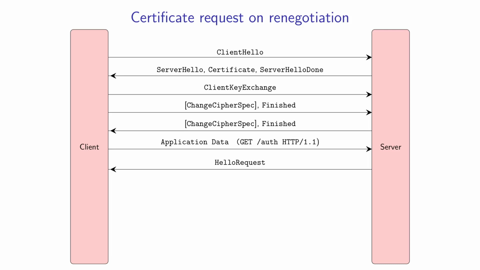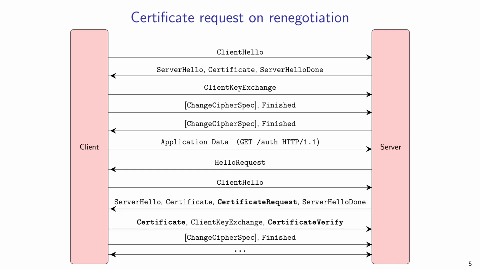The server would respond with the hello request message. The client would send the client hello, but this time the server would ask for the client certificate in the handshake. The server would then authenticate the client and provide an HTTP response to the client, which now has been authenticated. Please note that these handshake messages here are encrypted with the keys negotiated in this handshake process. Okay?